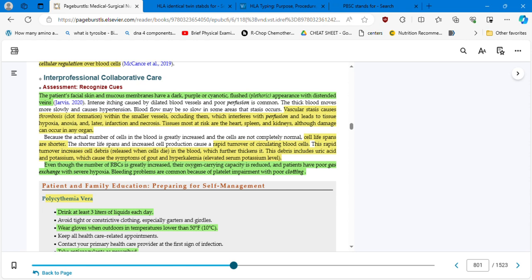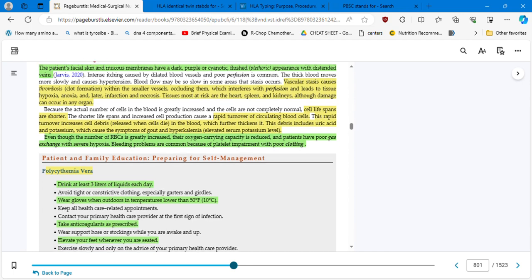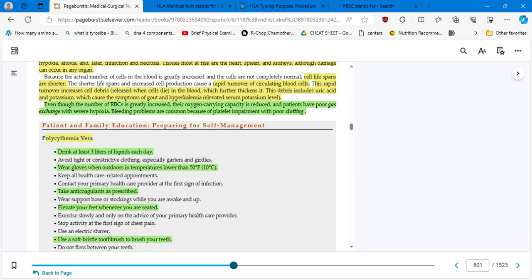The debris includes uric acid and potassium, which cause the symptoms of gout and hyperkalemia, of course, elevated serum potassium levels. Even though the number of RBCs is greatly increased, their oxygen carrying capacity is reduced. Yes, because they are not mature. And patients have poor gas exchange with severe hypoxia. You have a lot of RBCs, so probably you're going to see an elevated number of reticulocytes.